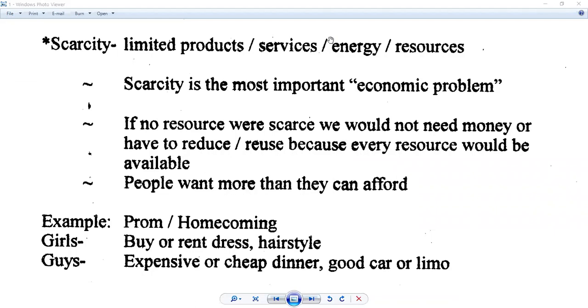If resources, time, and money were not scarce, you would not have to make decisions. You wouldn't need to reuse anything. You wouldn't need to prioritize your time. Generally, people want more than they can afford.